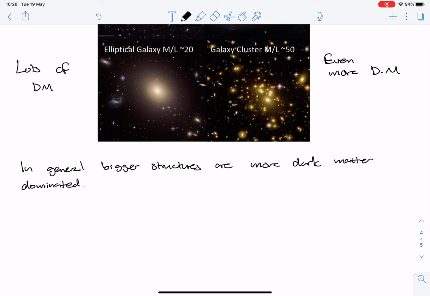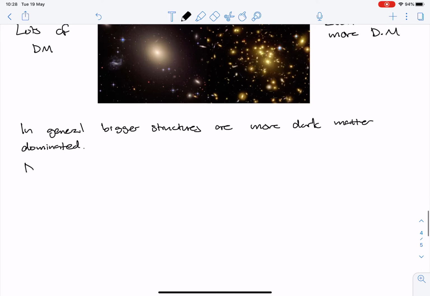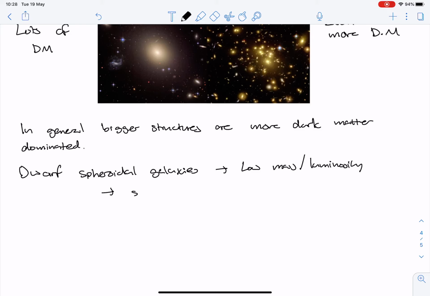In particular, there are also a small population of things called dwarf galaxies. In particular, dwarf spheroidal galaxies. And these are low luminosity, they're low mass, but very strongly dark matter dominated.